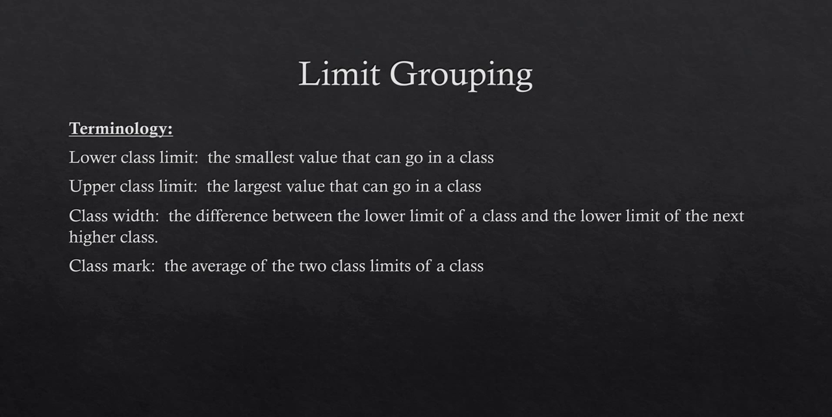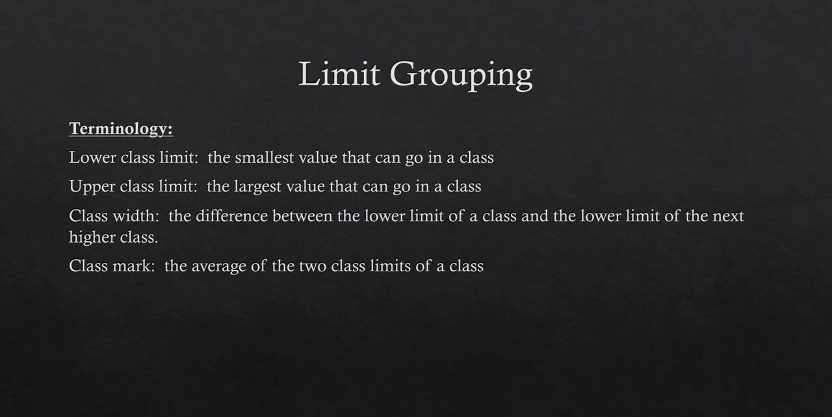So, our second part of our grouping is limit grouping. Now, we have some terminology we need to go over first. The lower class limit is the smallest value that can go in a class in limit grouping. The upper class limit is the largest value that can go in a class. Now, be careful with what it says here on this next one with class width. The difference between the lower limit of a class and the lower limit of the next class.